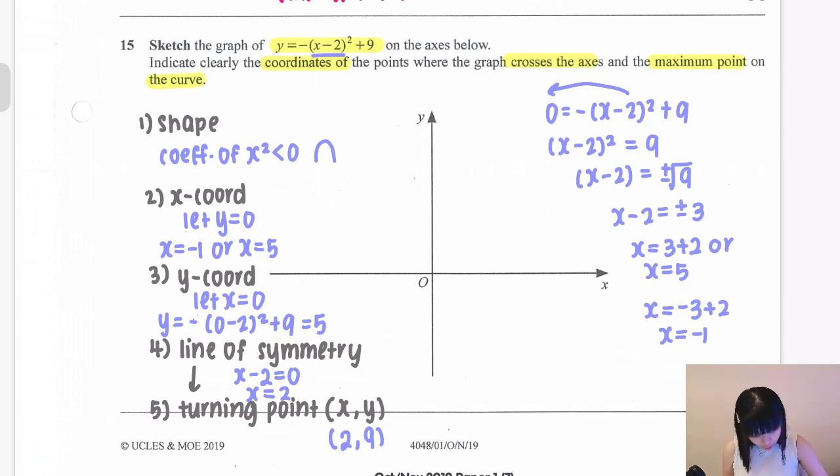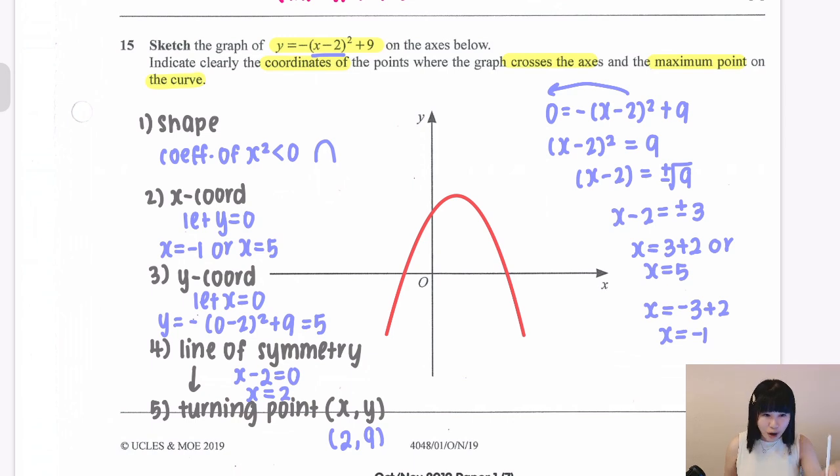Roughly I can tell already, negative 1 to 5. I know my graph is veering towards the right side because my positive side, the value, is a bit more. So for my maximum graph, I can make it veer towards my right side already. And when I sketch the graph first, then plot in the points, it's actually easier for me.